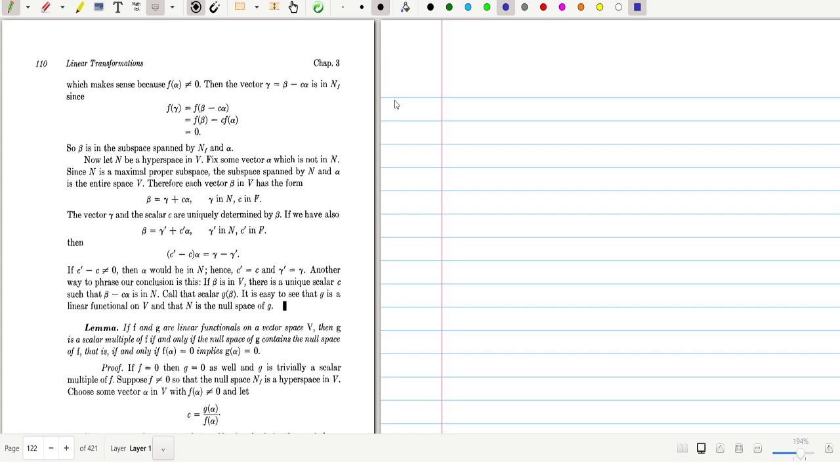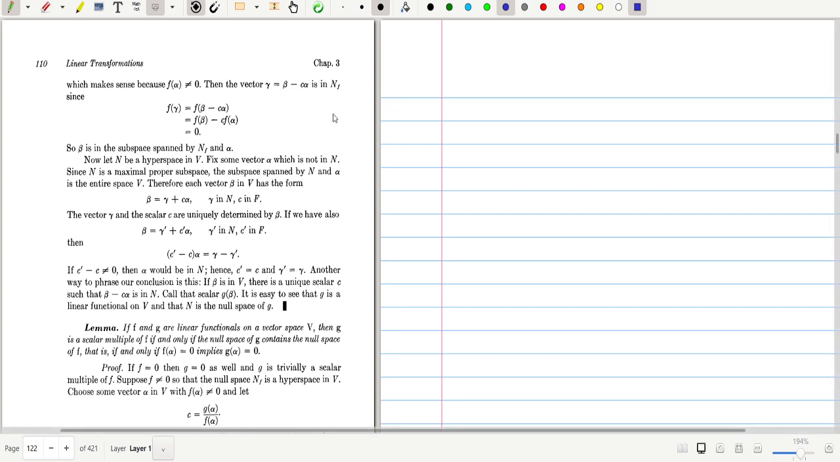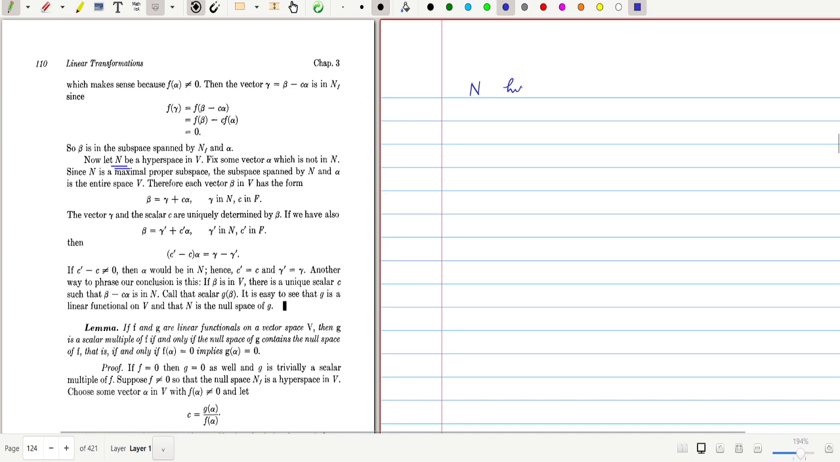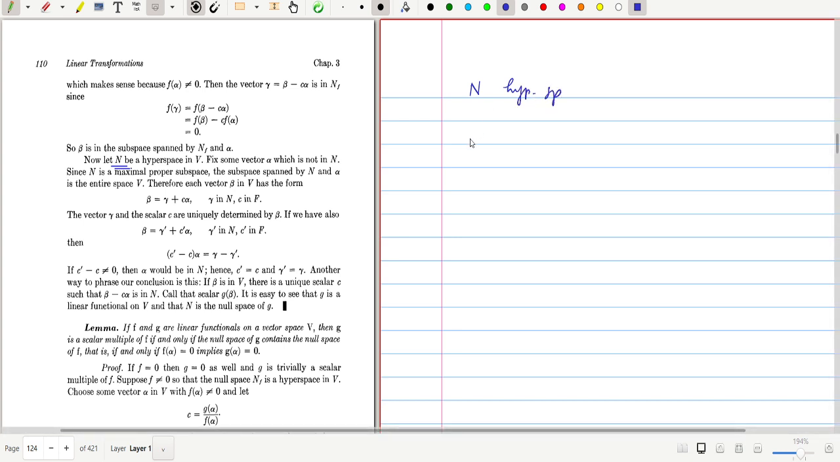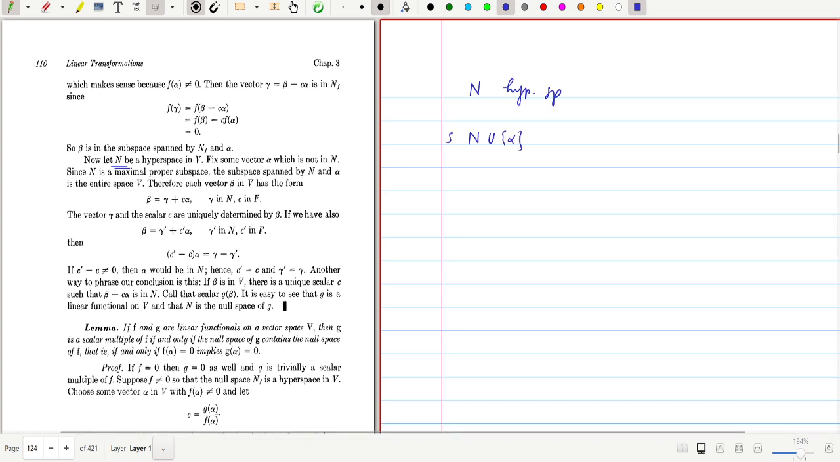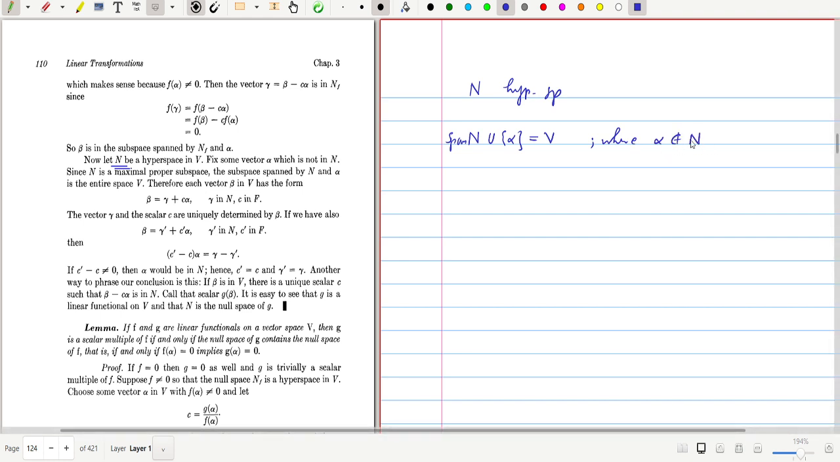Now we prove that every hyperspace is a null space of some linear functional. So we start with a hyperspace. Let N be a hyperspace. We'll prove that this N is a null space of some linear functional. Since it is a hyperspace, you can find an alpha such that the span of N union alpha is equal to V, where this alpha is not in N.